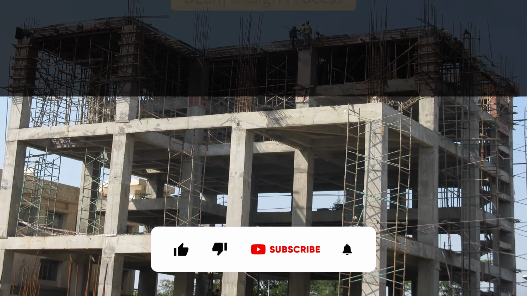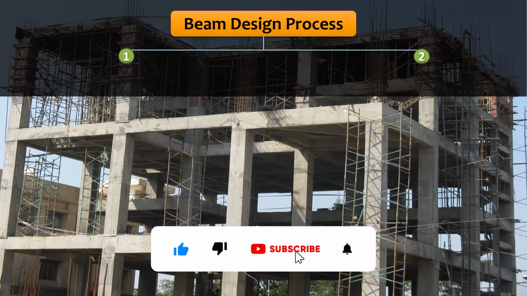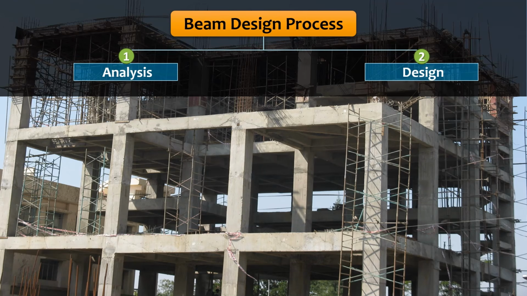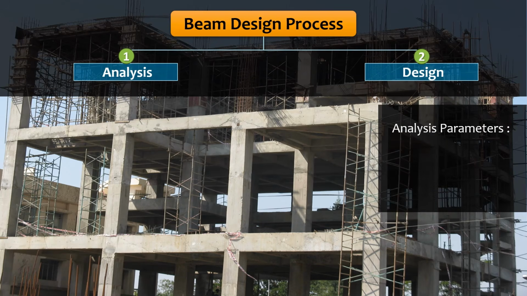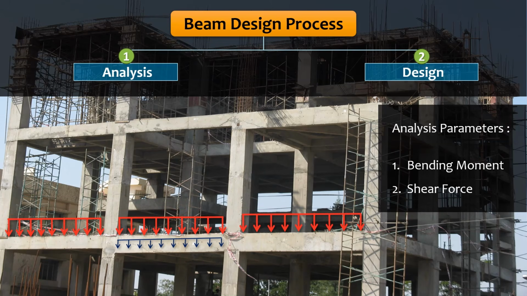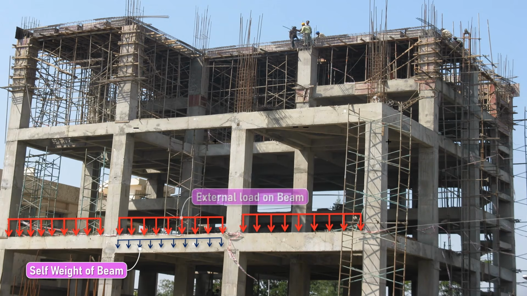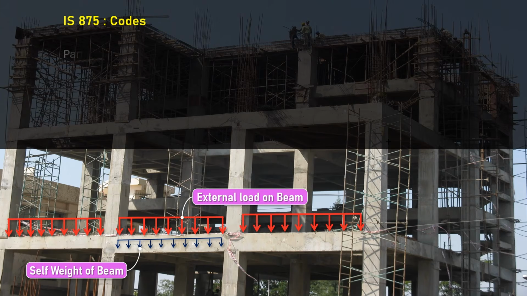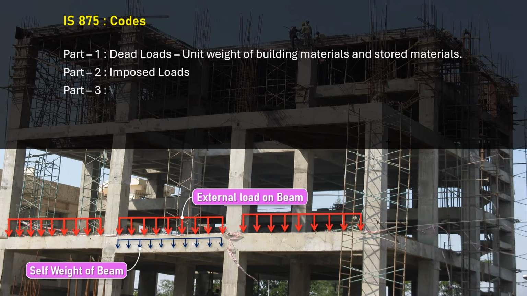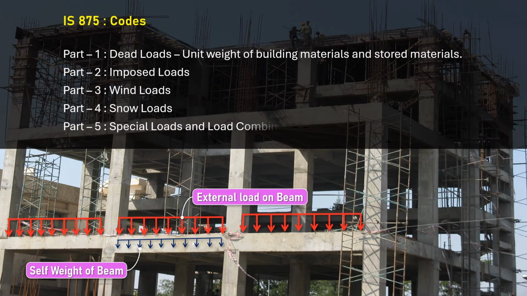The RCC beam design process involves two primary steps. First, analysis, and second, design. In analysis, to compute critical parameters such as bending moment and shear force, we need to consider the loads acting on the beam. This includes external load and beam's self-weight. The external loads like imposed load and the material density are determined based on relevant IS code like IS 875 Part 1 to Part 5 guidelines.